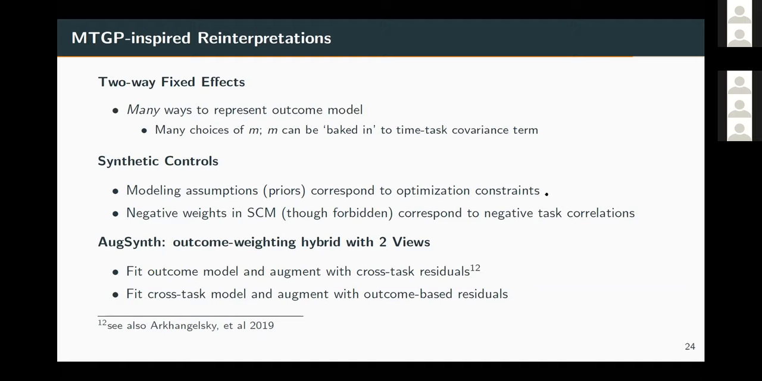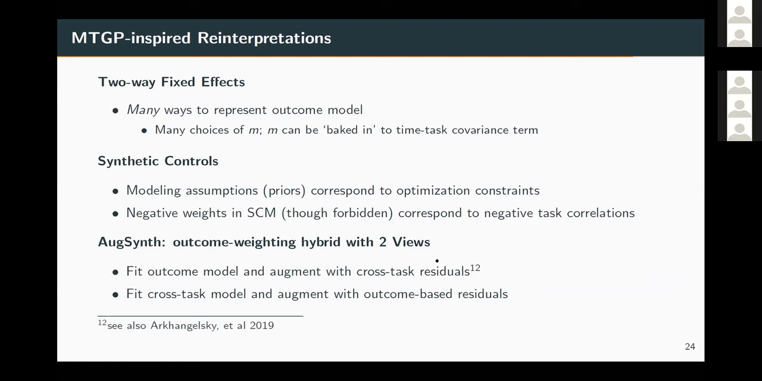And as I'll argue in a minute, it's arguably beneficial to view it as an assumption on the model, because then you have more control over what's going on. And it's a little bit more explicit what the assumption entails. Similarly, synthetic controls forbids these negative weights because it assumes that everything has to be non-negative and sum to one. If you allow for negative weights, this might correspond to negative task correlation between, say, the treated unit and various untreated units.